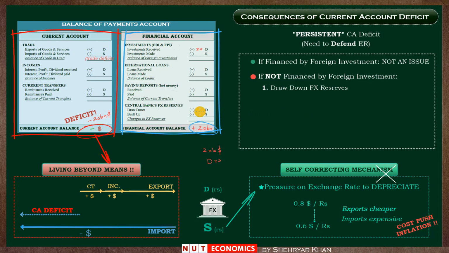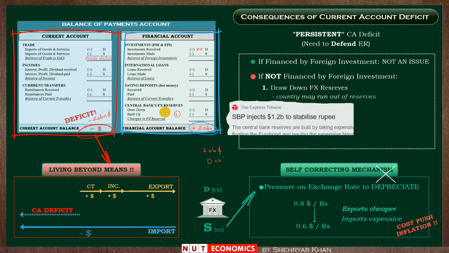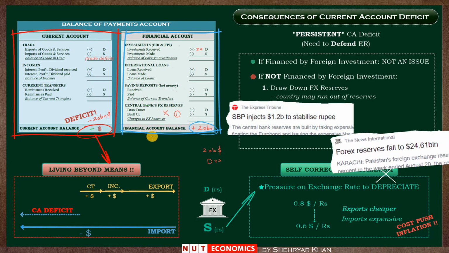But again, remember, we are talking about persistent current account deficits. So your central bank may be able to do this for a few months or a few quarters or a few years at best, but eventually, we are talking about billions of dollars over here, so your central bank will simply run out of these FX reserves. So this is the first thing that countries which are not able to finance their persistent current account deficits through foreign investments will try to do: they will start drawing down on their FX reserves, but as I have just explained, they will soon run out of this option.